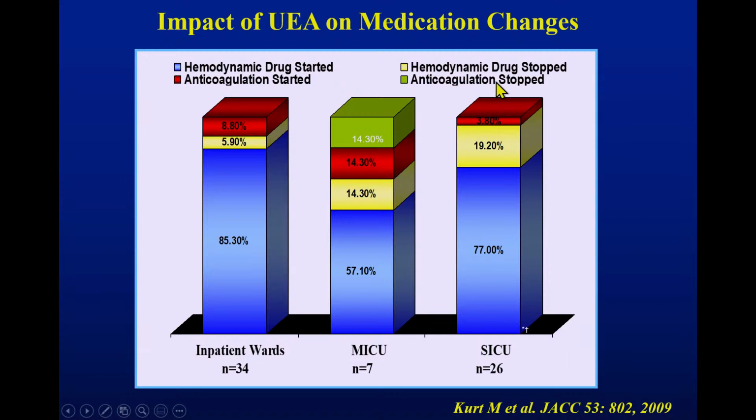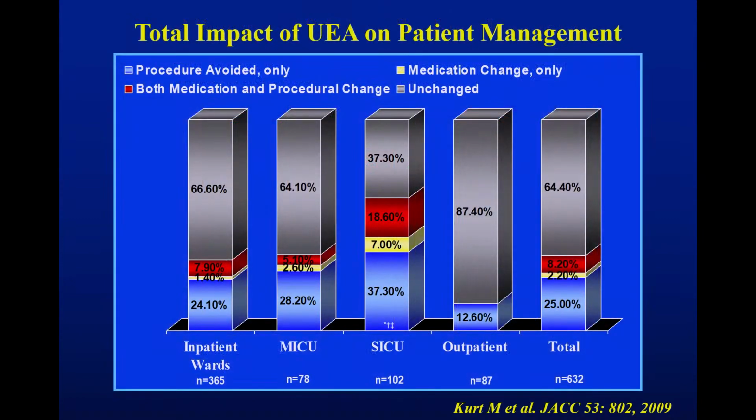Anticoagulation stopped because there was something suspicious about a thrombus, and if you just stayed at that level, anticoagulation would have been started in a ventricle, that is. So this is the total impact on patient management.